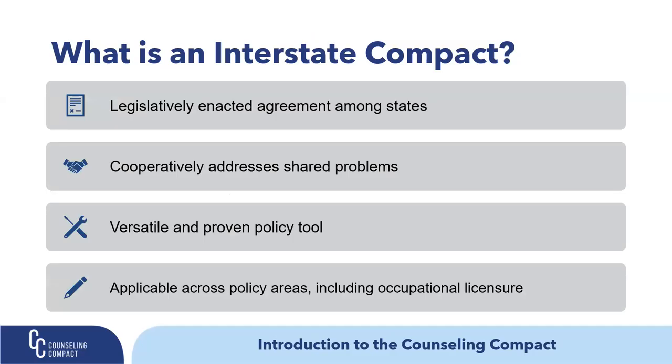All right. So first, what is an interstate compact? Well, if you're attending this meeting, you probably know a little bit about them, but I'll go ahead and give some background information anyway. So a compact is a legislatively enacted agreement among states, which just means that a compact is something that the state's legislature passes and the governor signs, and then the state will be a member of that compact. And it's an agreement between two states or a region of states, or it can even be all 50 US states and other jurisdictions.